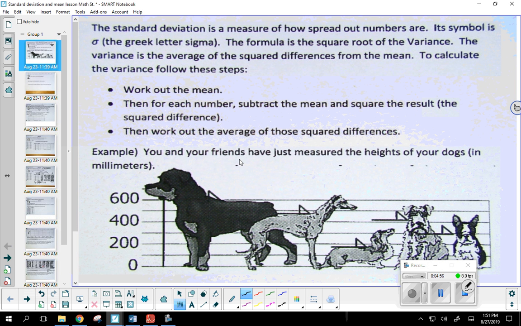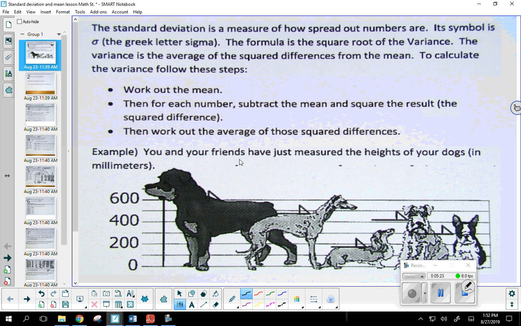Okay, we're going to get to the formula in just a bit, hopefully before you leave today, but if we don't, that's fine. I'm going to walk you through the process first with a real simple example. The variance is the average of the squared differences from the mean. So what does mean refer to? That's the average. So one of the things you're going to be doing here is finding the average for your set of data. To calculate the variance, follow these steps.